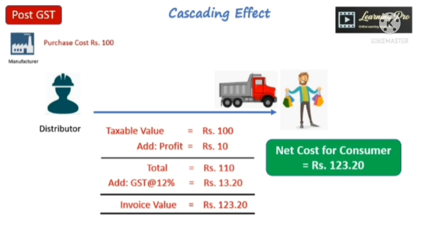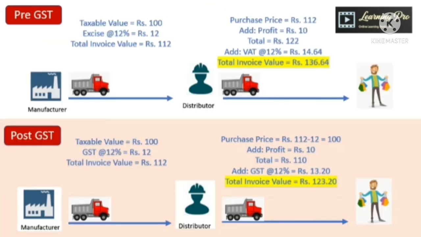Now let's see both the regimes. In the earlier regime, the total cost to the consumer was 136, but now in GST it is 123. So this is how GST is beneficial for the consumers. By avoiding the cascading effect, things are becoming cheaper for the consumers to buy.